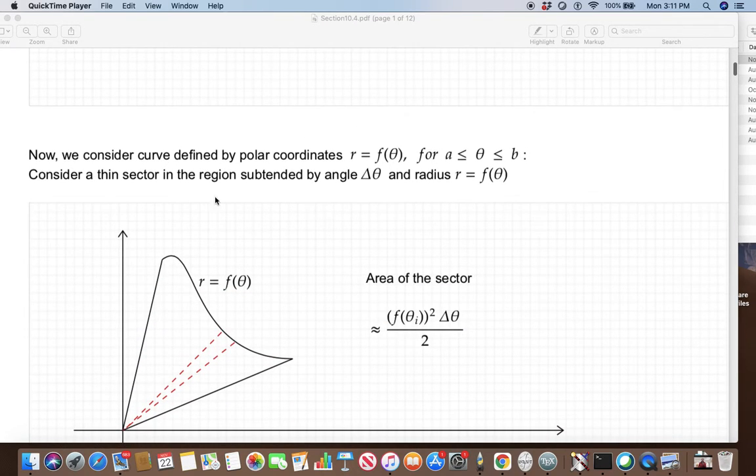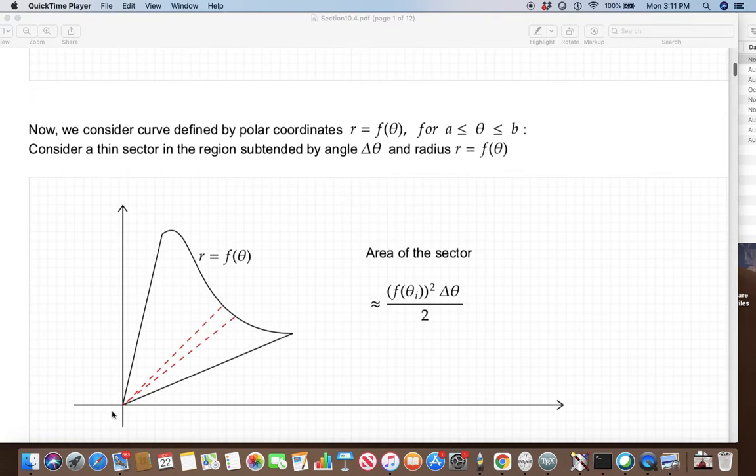Now, suppose you are given a curve r equals f of theta for theta between a and b. So the angle here is a, the angle here is b. So from a to b, you have a curve, and you want to find this area. It's no longer a perfect circle, you see, a sector.